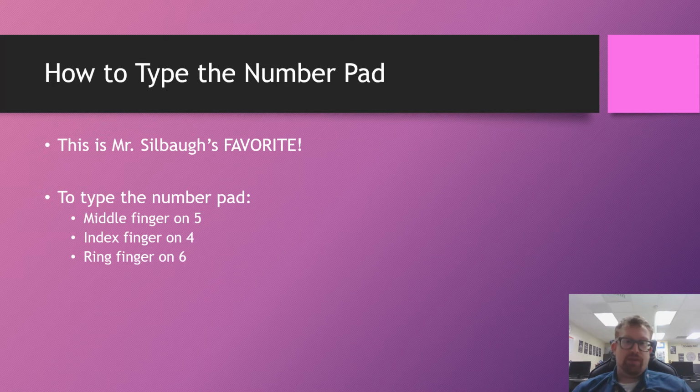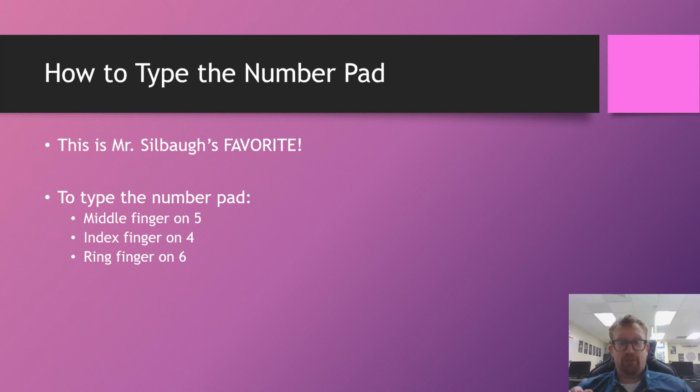To type on the number pad, this is my favorite. I love typing on the number pad. It's really simple. It's usually separate from your keyboard, so this is usually only used if you're typing numbers. You'll take your right hand and put it onto the keypad. Your middle finger goes directly on 5, and there's a little bump on it like the J and F keys. Your index finger goes on the 4, and your ring finger goes on the 6.